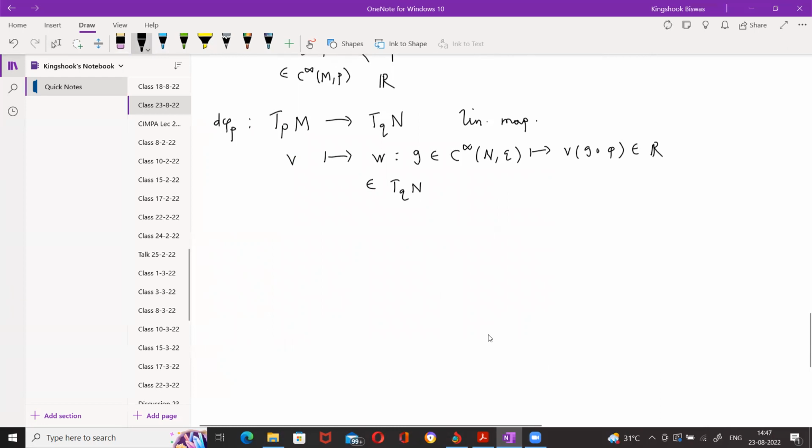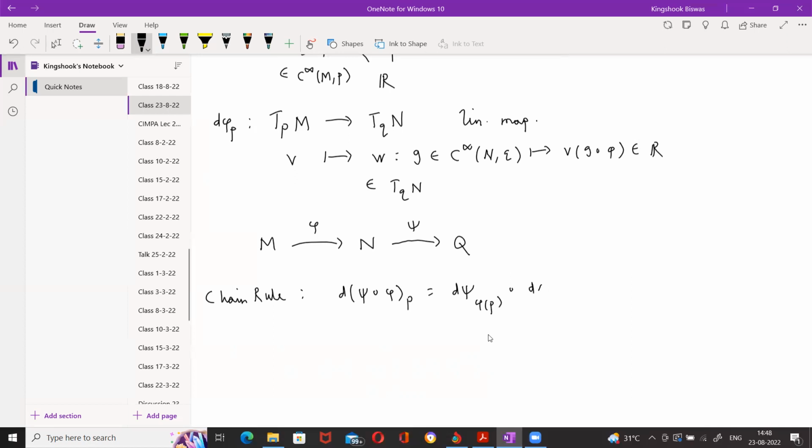Yes. And if I have a composition of maps between manifolds, then the chain rule holds for their derivatives. This is just algebra. It's very easy to verify this, that D of psi composed with phi at P is equal to D psi at phi of P composed with D phi at P.